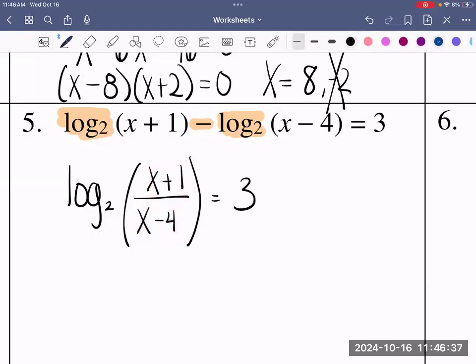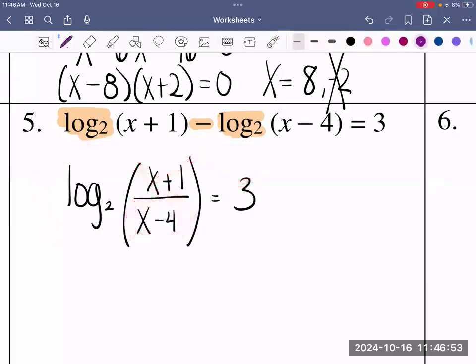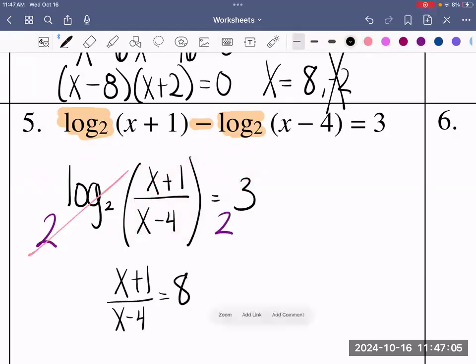So at this point, we are going to want to either swoop or take the exponential of the same base. The reason why is that we need to start to get this denominator out, and the only way to do that is to get rid of your logarithm. So we're going to take the exponent of both sides. So you have x plus 1 over x minus 4 is equal to 2 cubed, which is 8.